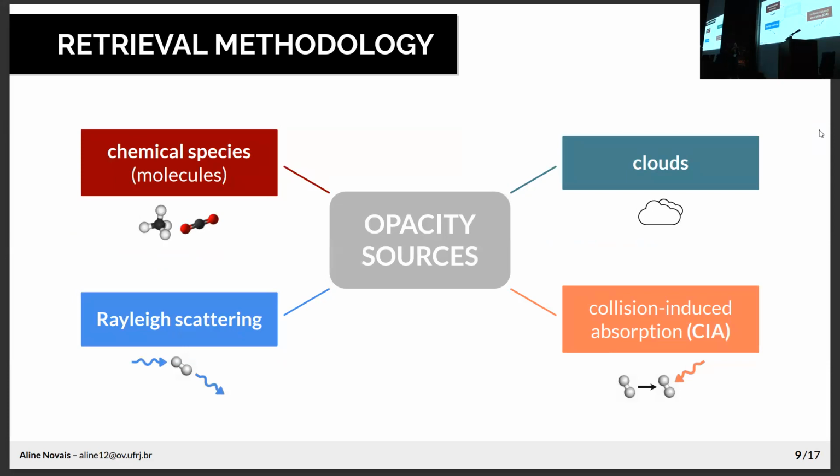Here is also a summary of the main opacity sources that I'm using. Basically, chemical species like absorption and scattering, and clouds, which are usually very important, but for my data they're not going to be as important. I'm going to show you why. And features like Rayleigh scattering, as I told you, and collision-induced absorption, which I'm going to be calling CIA.